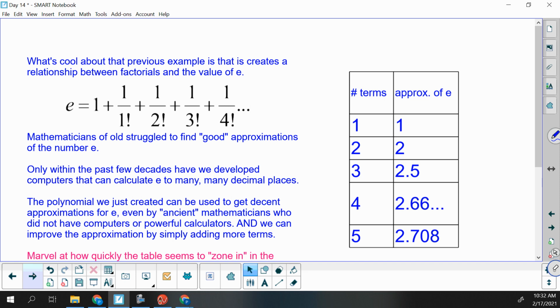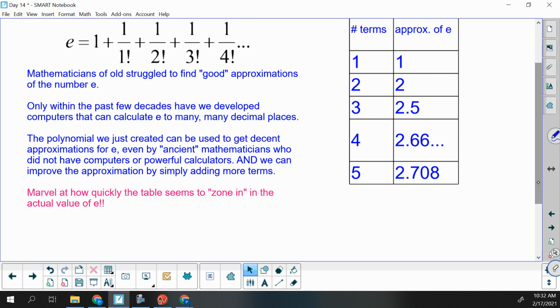So way, way back in the old days, even when you didn't have calculators or computers, you could calculate e pretty accurately just by doing some factorials, which are just multiplication. And here is that out to the 5th term, so it converges pretty quickly to e.